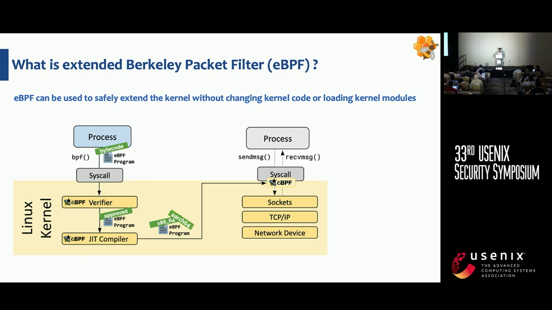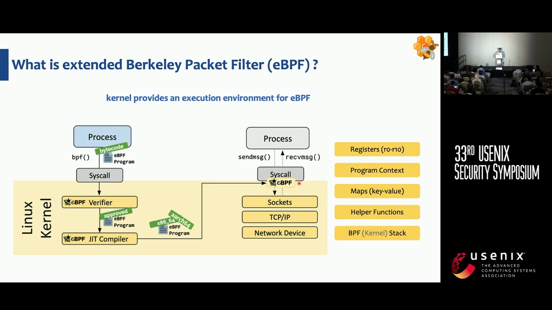eBPF can be used to safely extend the kernel without changing kernel code or loading kernel modules. The user process can use the BPF syscall to load the BPF program into the kernel, and the kernel will use its verifier to ensure that the program causes no harm to the kernel. After the program is approved, the kernel will use the JIT compiler to emit native instructions for the program, and the program will be hooked at the location that is specified by the program. And then the program runs in an event-driven manner.